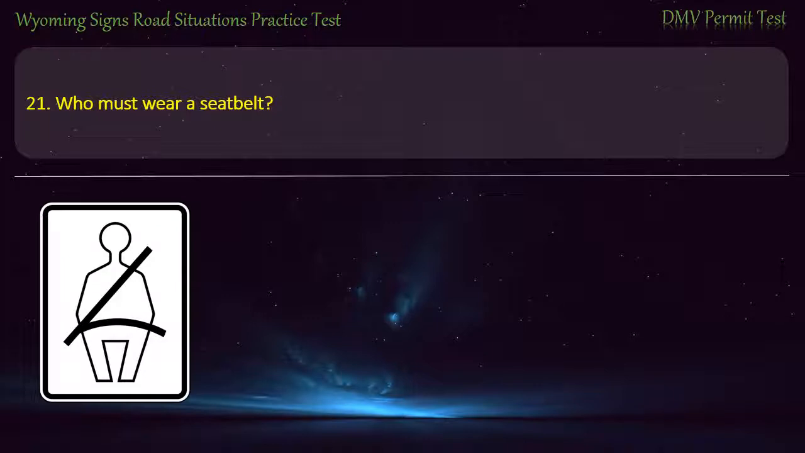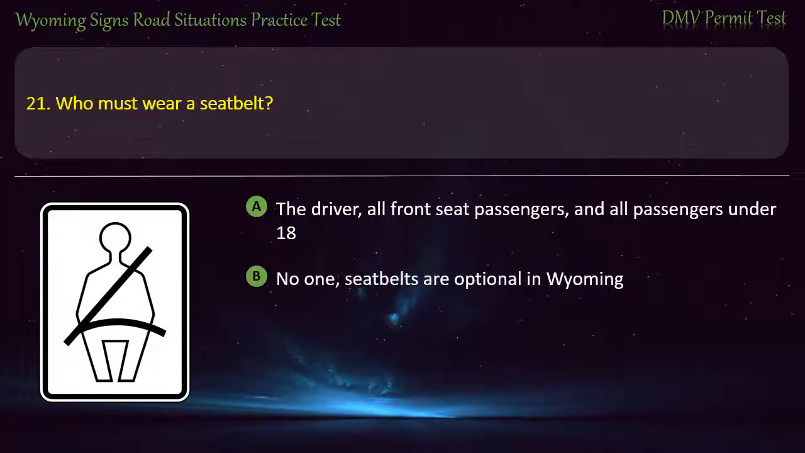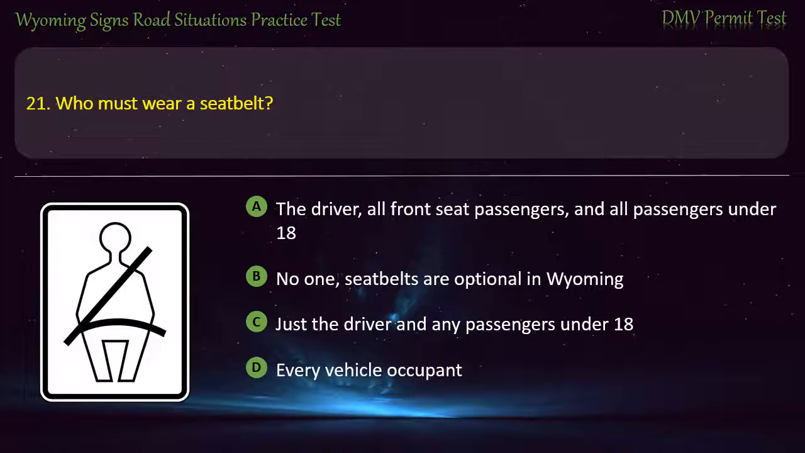Question 21. Who must wear a seat belt? The driver, all front seat passengers, and all passengers under 18. No one. Seatbelts are optional in Wyoming. Just the driver and any passengers under 18. Every vehicle occupant. Answer. Every vehicle occupant.